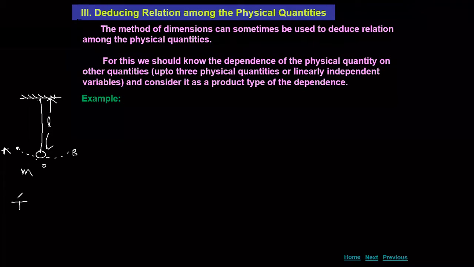Now, how many things have we come across? The length of the pendulum, the mass of the pendulum, and the time period. When it is moving, acceleration due to gravity will have influence on it, so acceleration due to gravity also plays a role. So we have four things, and we want to find the relation between the time period and these three quantities.